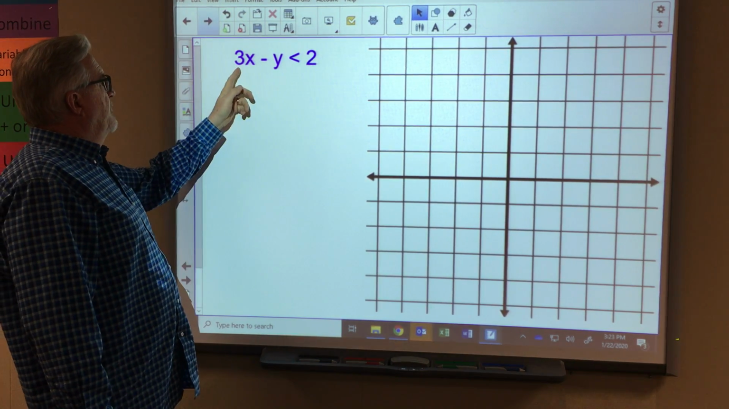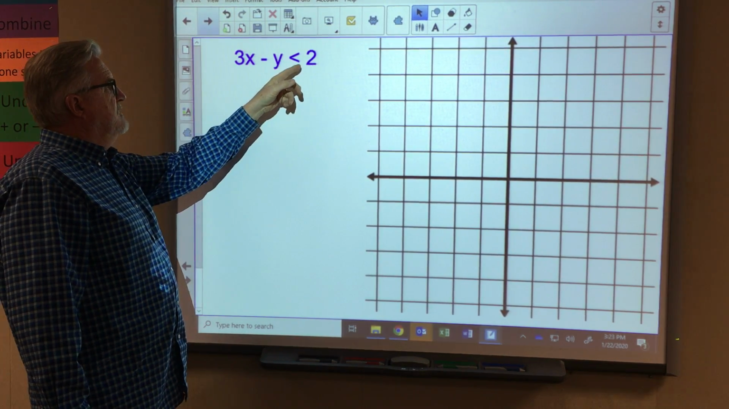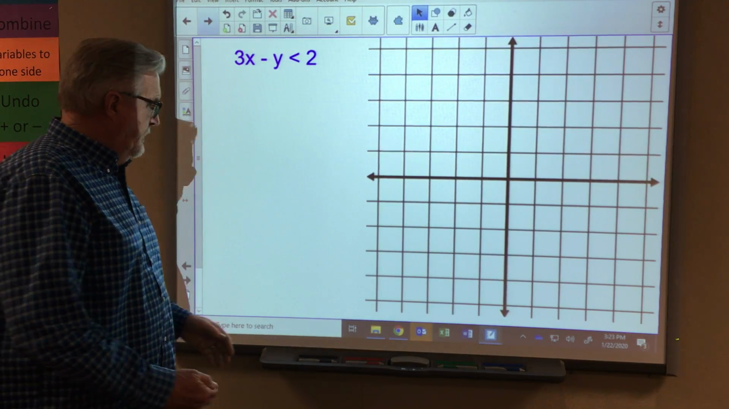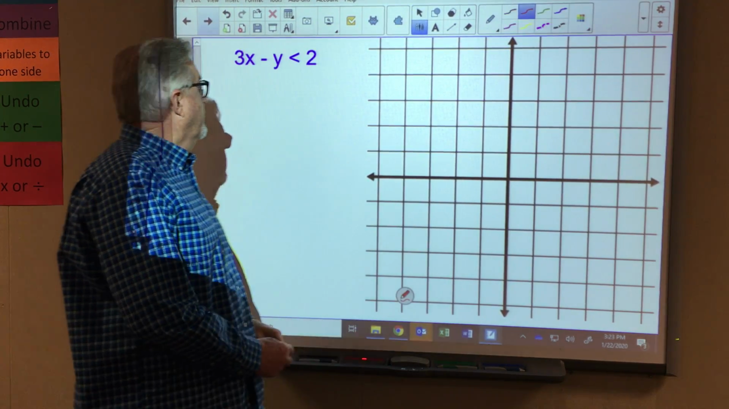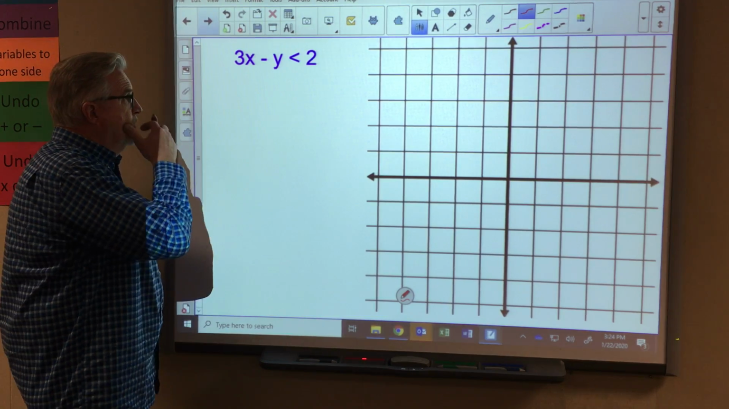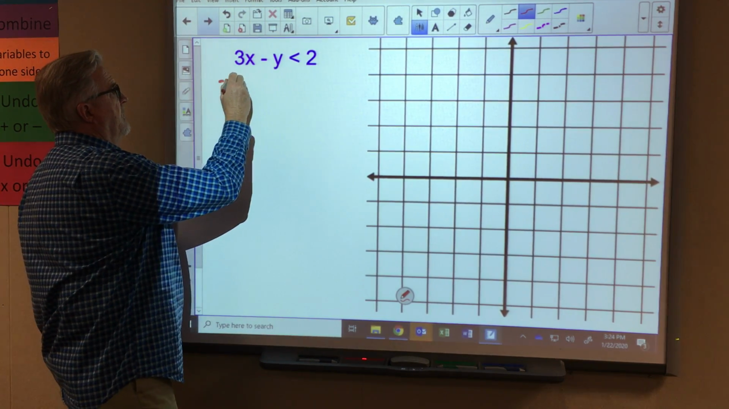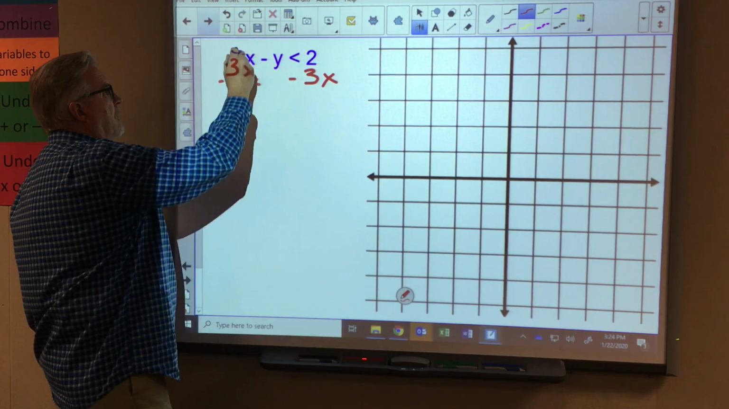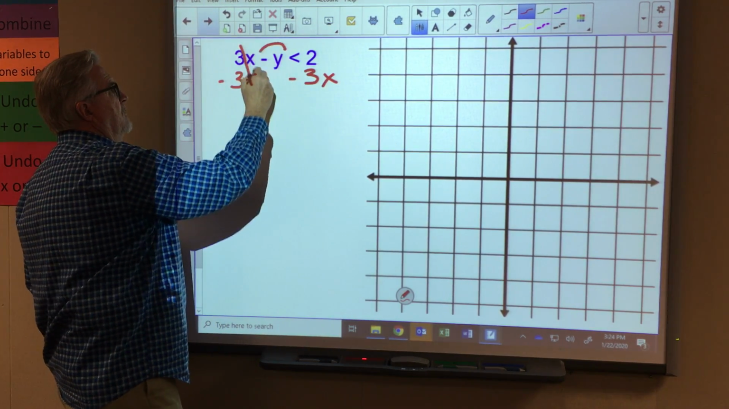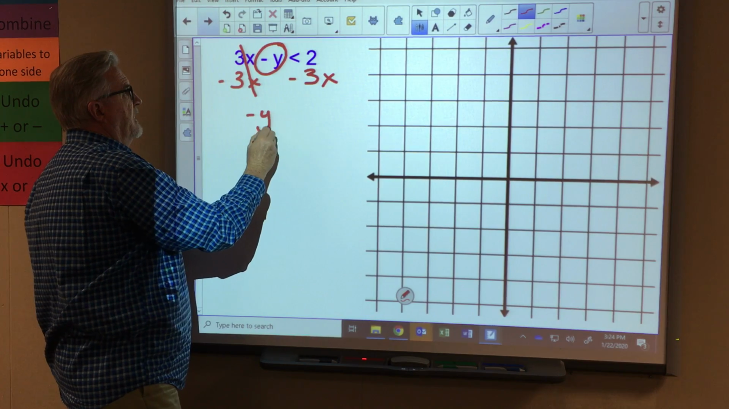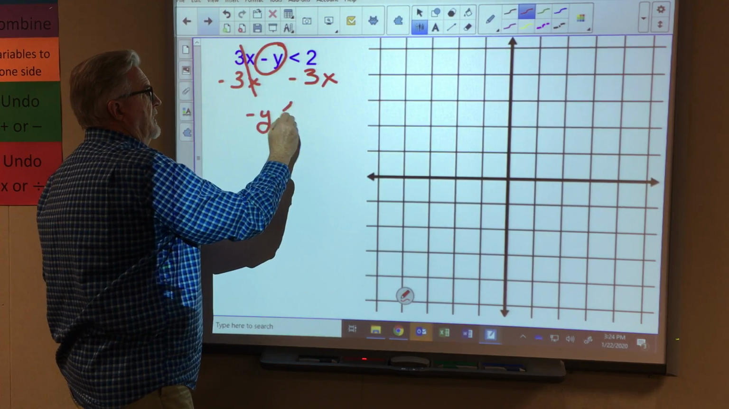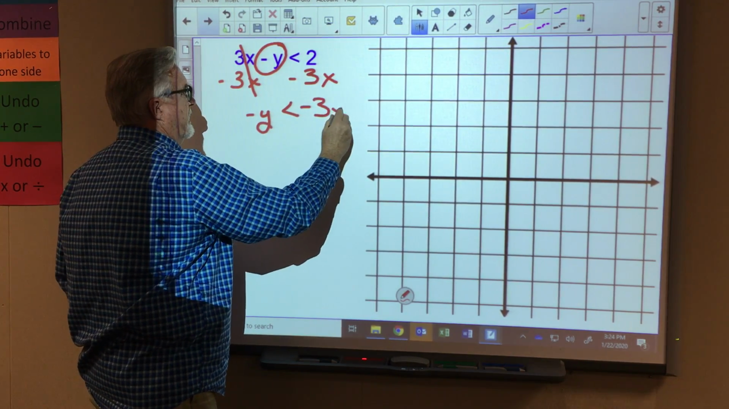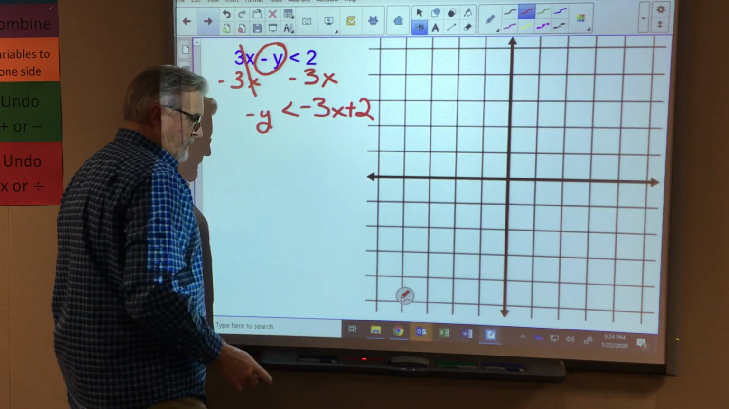First example. Here's our inequality. It says 3x minus y is less than 2. So we need to isolate y. The first thing we need to do is to subtract 3x from both sides of the inequality. On this side, that cancels out. We're going to bring down the negative y is less than negative 3x plus 2.